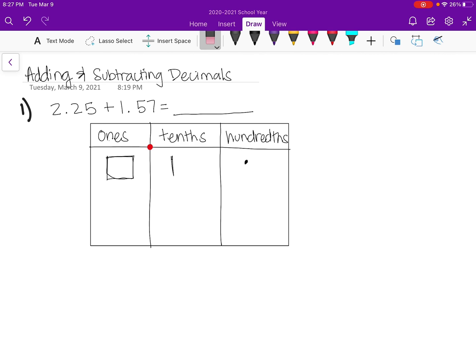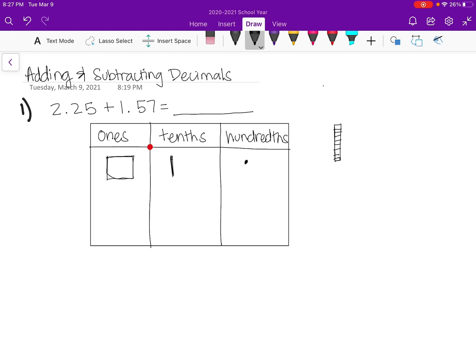For the tenths, I am drawing a line, which is really supposed to represent a rectangle. It's the base 10 cube or block rod, I guess is technically what it's called, the base 10 rod. It looks something like this. It has 10 cubes in it.